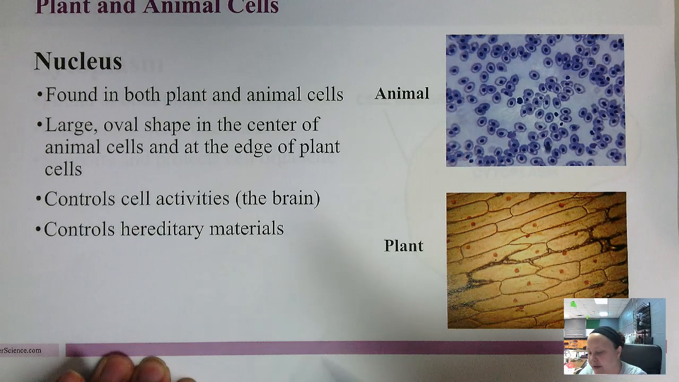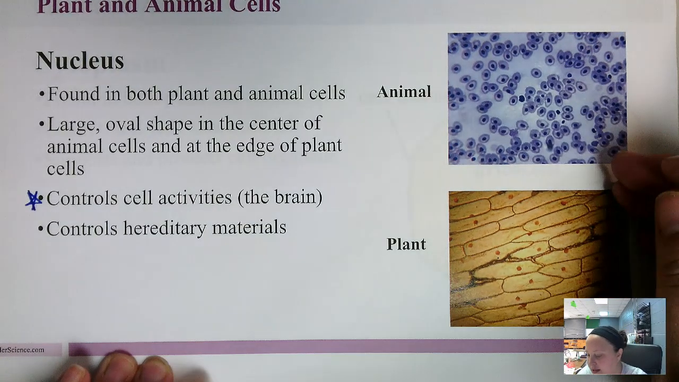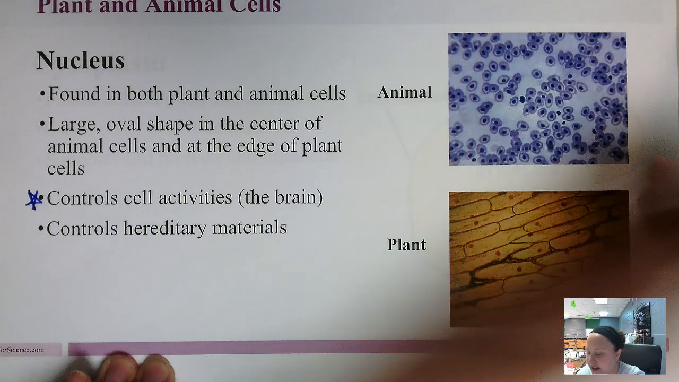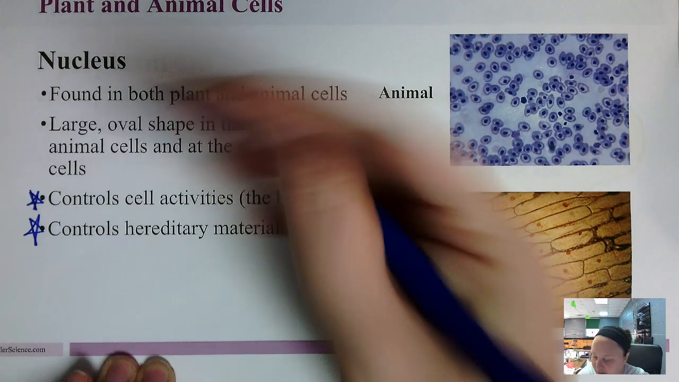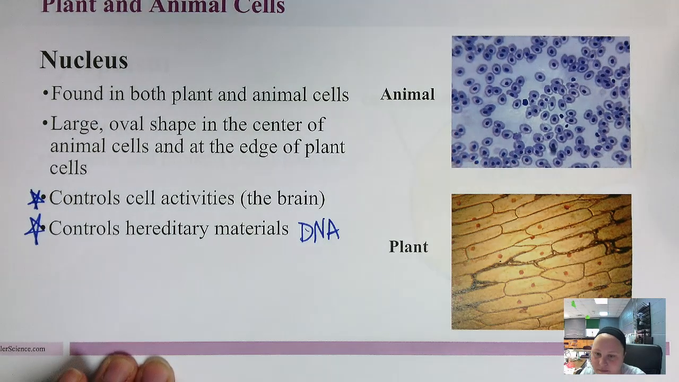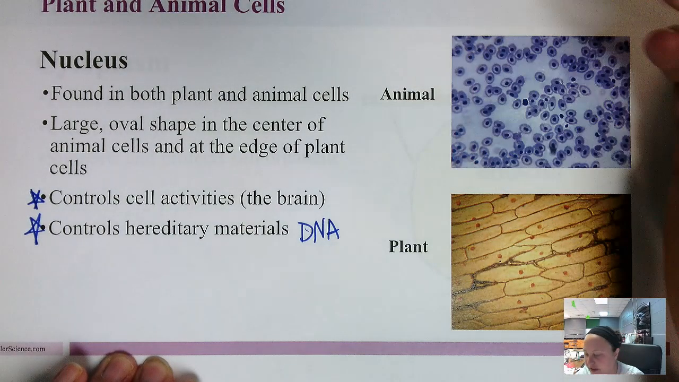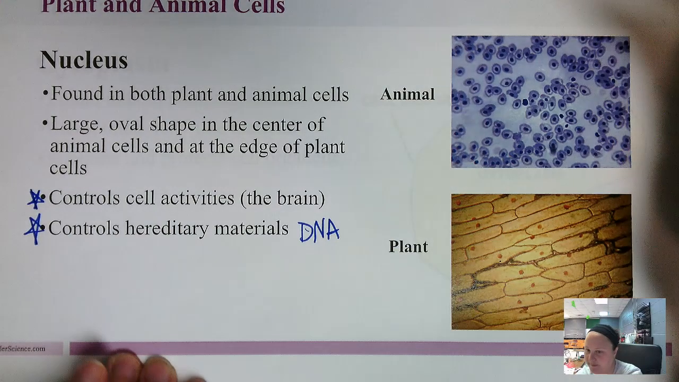So it's the brain of the cell. So you need to know that it controls the cell activities, okay? And that DNA is found there. And DNA just stands for deoxyribonucleic acid, but we shorten it to DNA. I've had students ask that before.